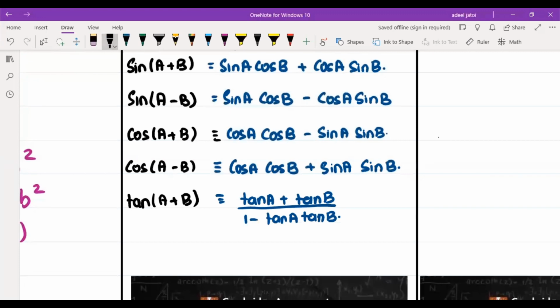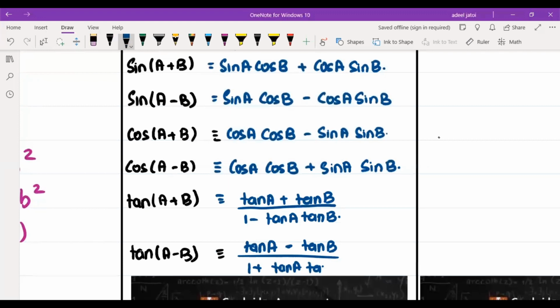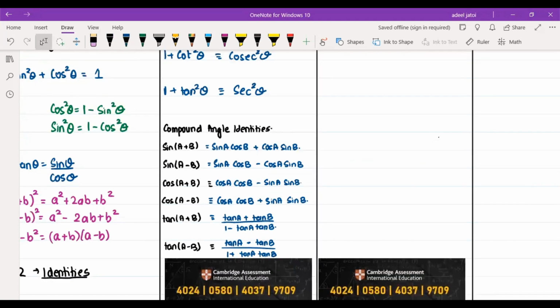And if it is given as tan A minus B, then it will be written the same as the equation, but the signs will be changed since it is minus. So tan A minus tan B upon 1 plus tan A tan B. So these are the compound angle identities; to make sure that you know these identities in a better way.